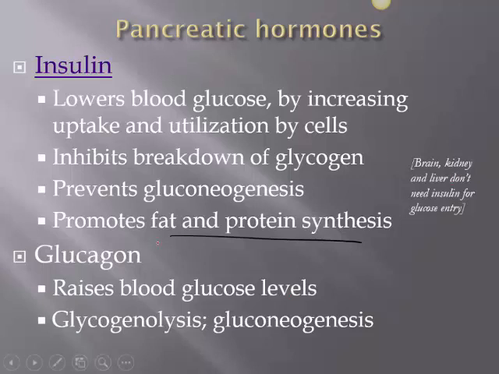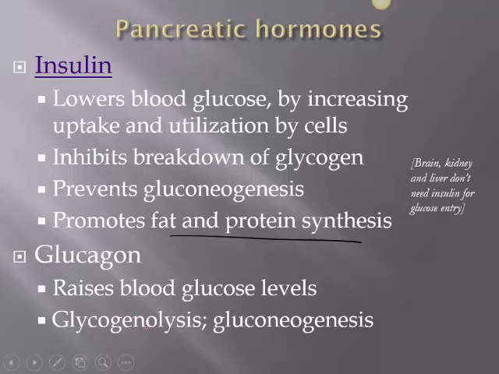Glucagon acts exactly the opposite. It raises blood glucose levels. So it will do everything in its power to make sure that glucose levels rise. It does this by breaking down glycogen. These words we will be using again in digestion, so it's a good idea to understand them here.